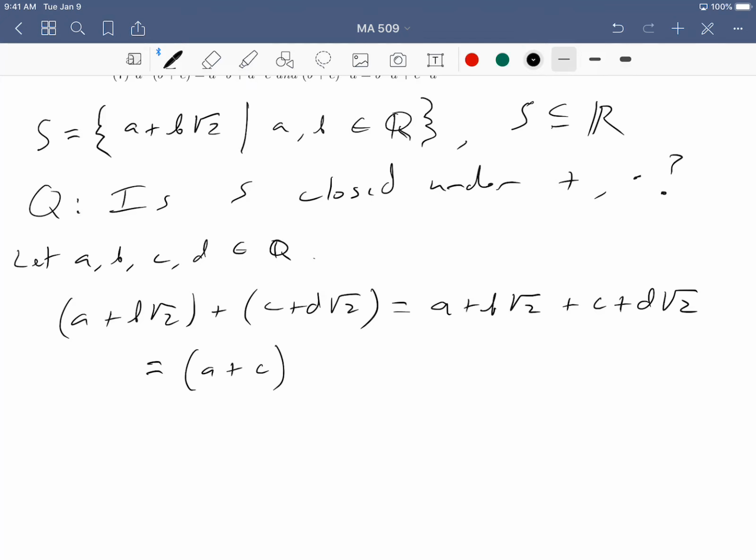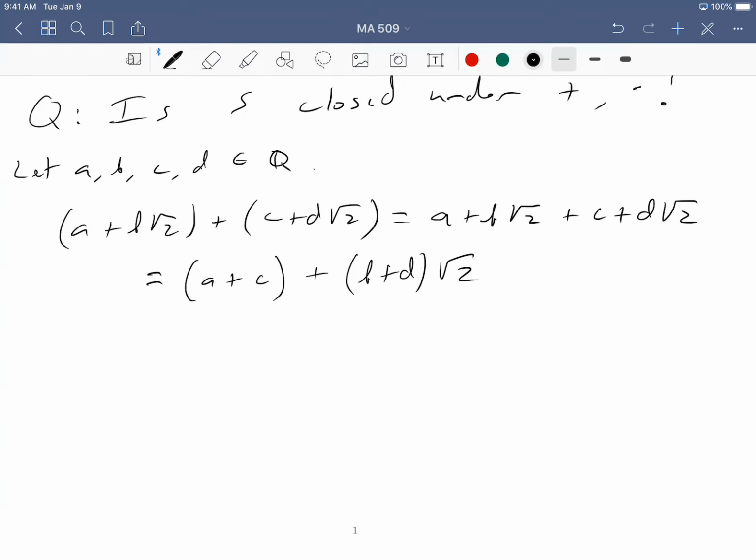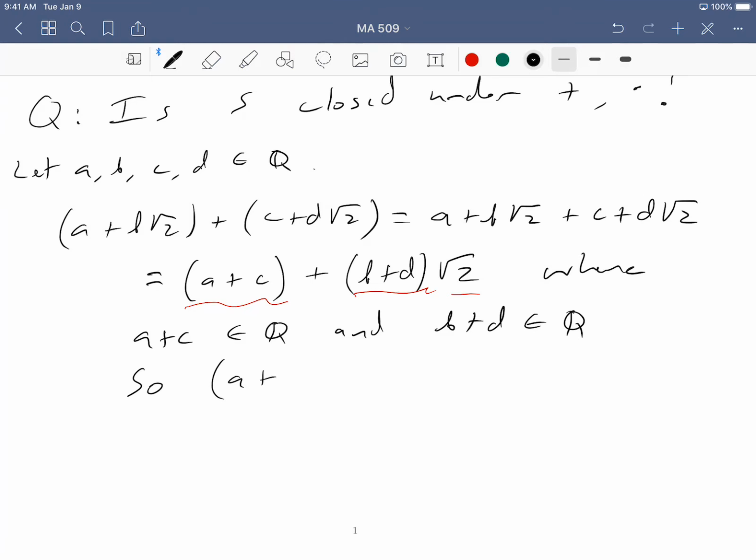So a and c, those are fine. I know how to add those, they're just rational numbers. And then I have these b root 2 and d root 2, which I know I can combine by saying it's b plus d times root 2. And the good thing about doing that is a plus c is a rational number, and b plus d, because b and d are rational numbers, is a rational number. So this is now a rational number plus a rational number times root 2, which means that it's in S. So the sum, it turned out it was in S because we could still write it as some rational plus a rational times root 2.